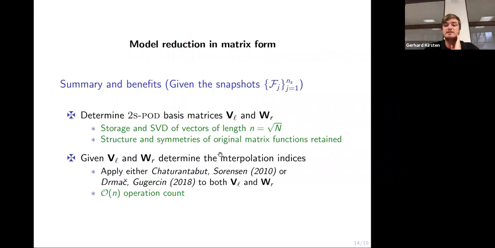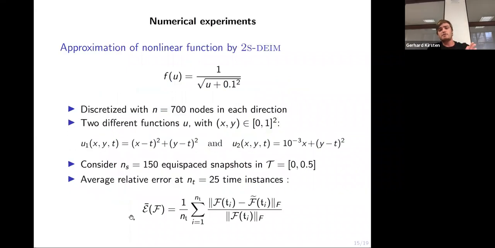Furthermore, to determine the interpolation indices, either the greedy method from Chaturantabut and Sorensen or the QR method from Drmač and Gugercin can be applied independently to this one on the left and to this one on the right. So there are no extra complexities in determining the interpolation indices, which now only has order n operation counts since these matrices have length n. So then I will show just one quick example.